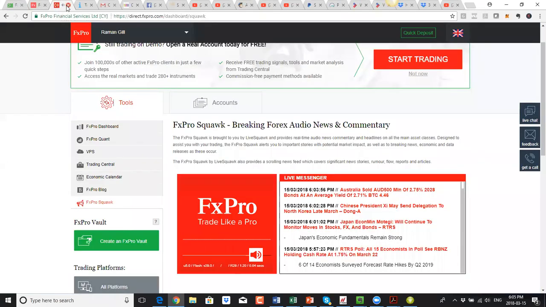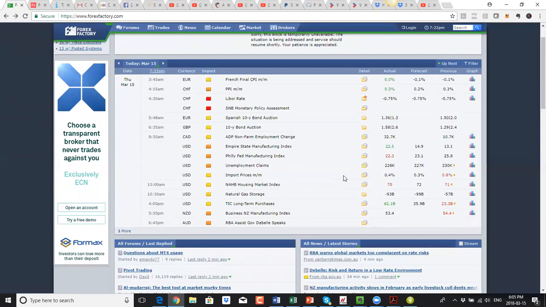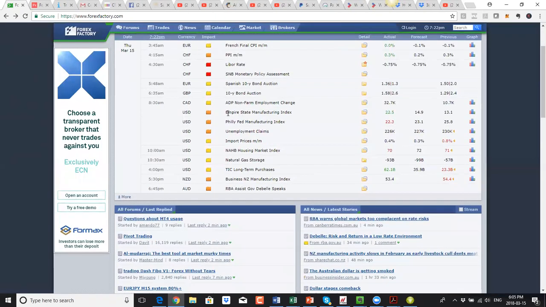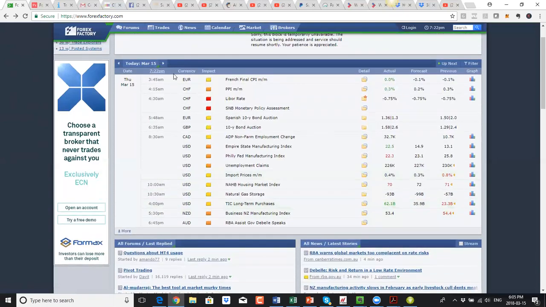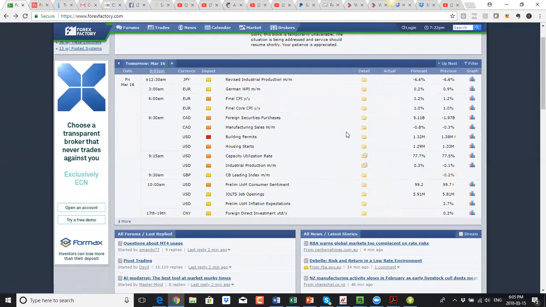We did have the Philly Fed Manufacturing Index and the Empire State Manufacturing Index. One came positive, one came slightly negative, but that was it in terms of data. And then we had long-term purchases here. Okay, so going into tomorrow here, again, not a whole lot.